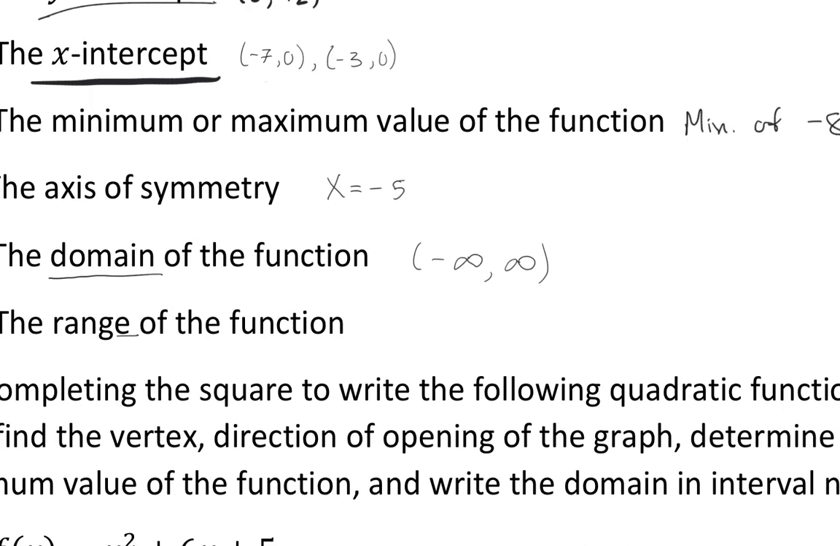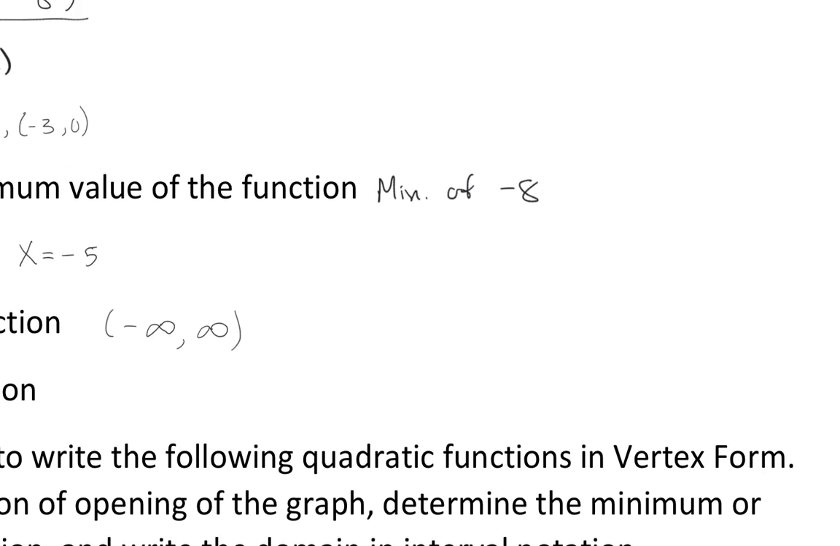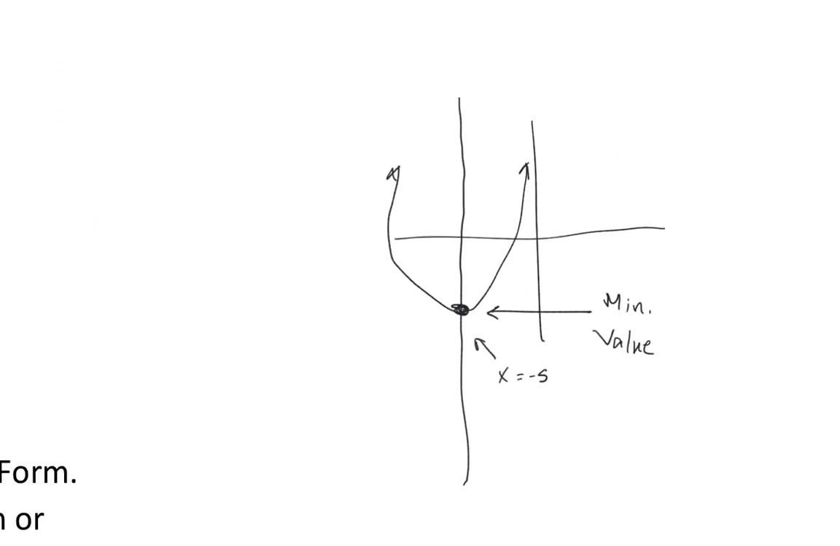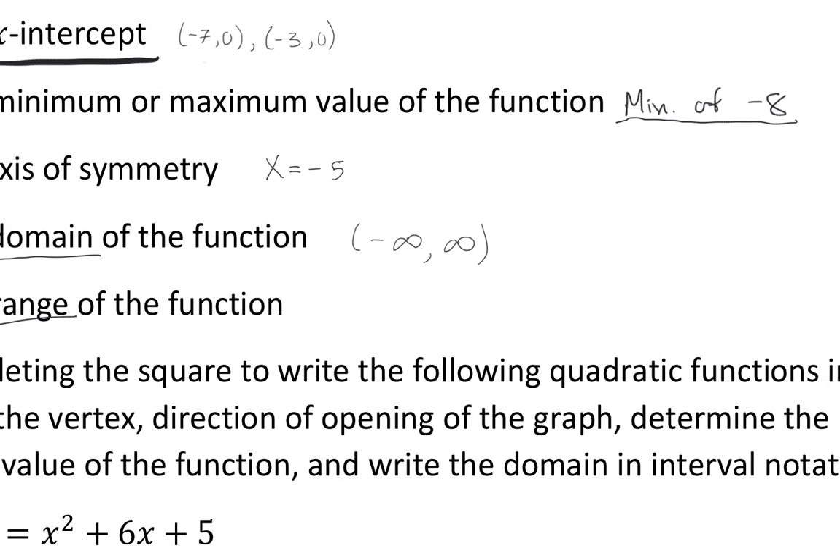And then moving on, lastly, to the range. We already determined the minimum value of our function. Looking back at our sketch, there's not really a maximum that we're going to hit. So that means that we're going to hit the minimum at -8.